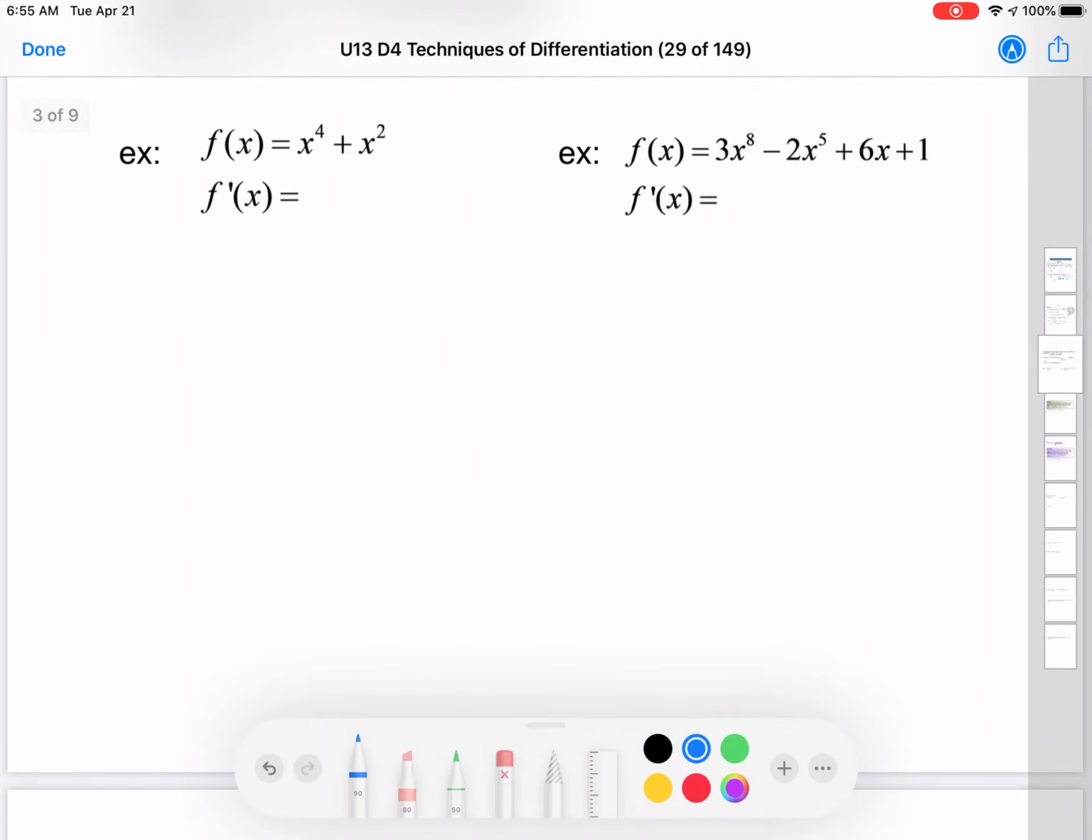Okay, so let's move in and just practice some of our own. So I give you a function. I want you to find the derivative. So 4 times 1 is 4. Keep the base, decrease the power by 1. Plus 2 times 1 is 2, decrease the power by 1. All right, so you guys want to try the next one? Pause it and then see if you get it right.